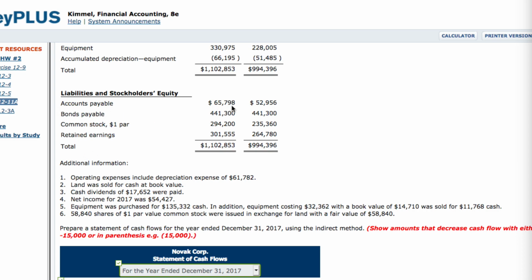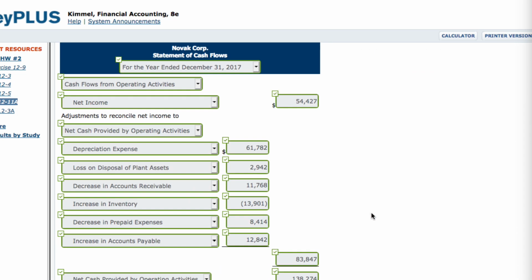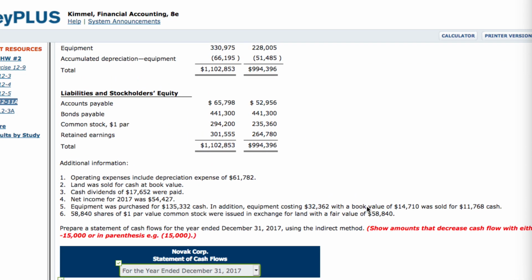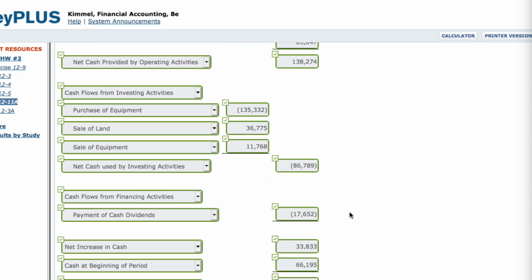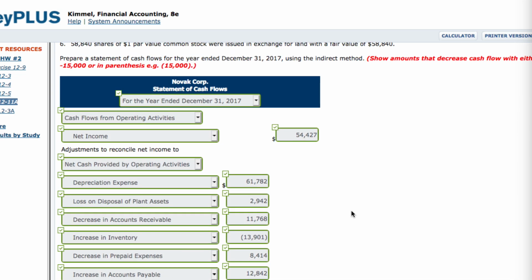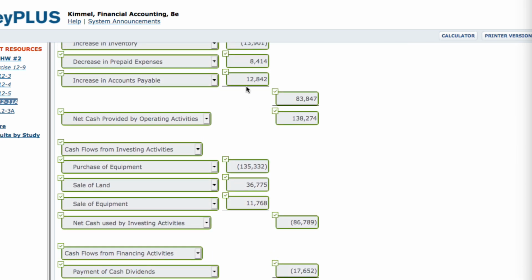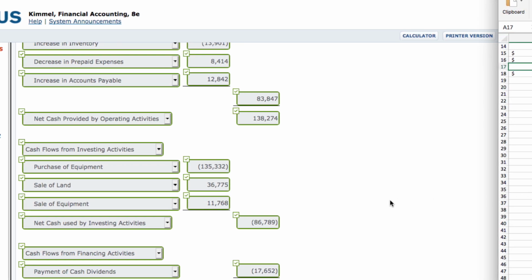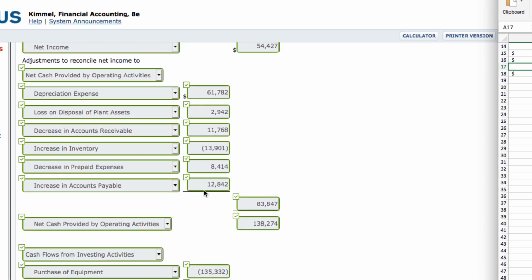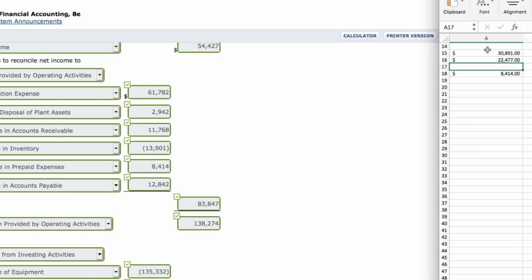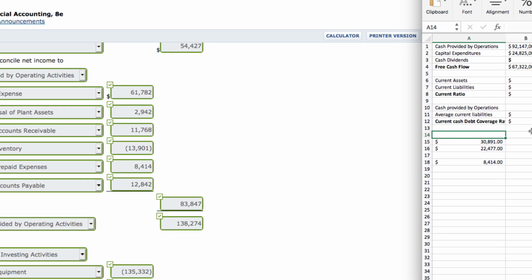Accounts payable, $65,000 in 2017, $52,000 in 2016, so we had an increase in accounts payable. $65,798 take away $52,956. That, and we arrive at an answer of $12,842. We add all these numbers, and here's how I do it in Excel.